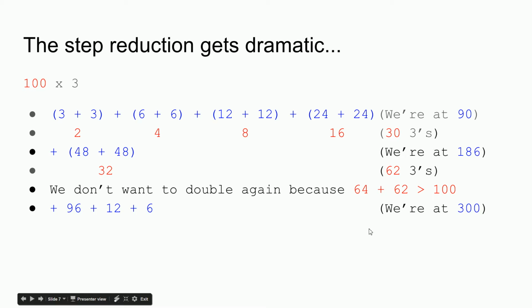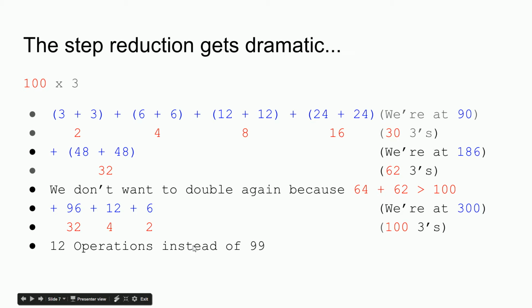But what we can do is add another 32 threes, which is 96. We've already found that out, and use a couple of the pieces that we've calculated earlier. So 12, which was this 4 threes, and then 2 threes here. So that gives us, let me bring that down, so another 32, another 4 and 2. If you add all the red numbers up here, that adds up to 100 threes.